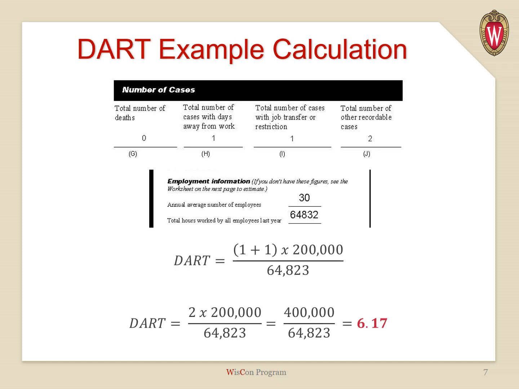Using the same metal shop example, let's calculate our DART. Column H is still equal to 1, column I is still equal to 1, and we've omitted column J. 1 plus 1 is equal to 2, 2 times 200,000 is equal to 400,000, and 400,000 divided by 64,823 is 6.17, which means our DART is 6.17.